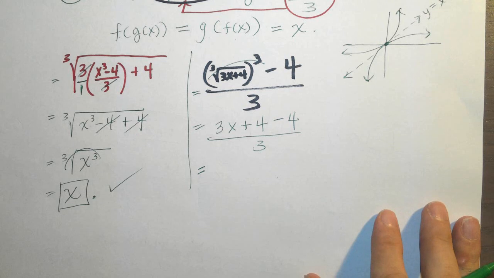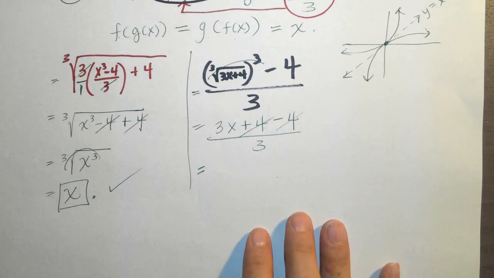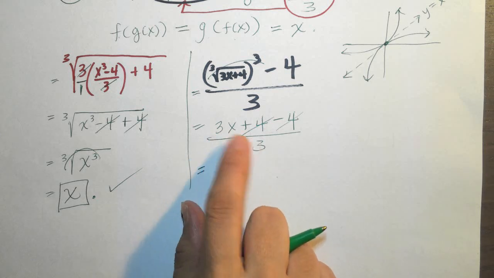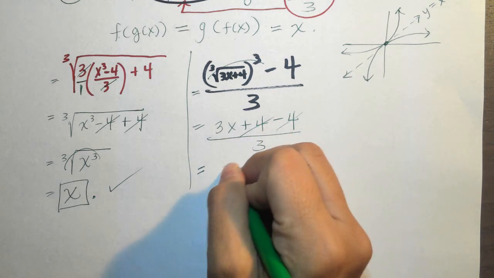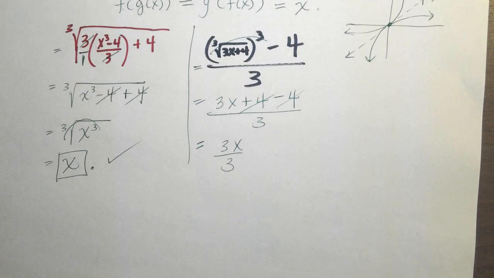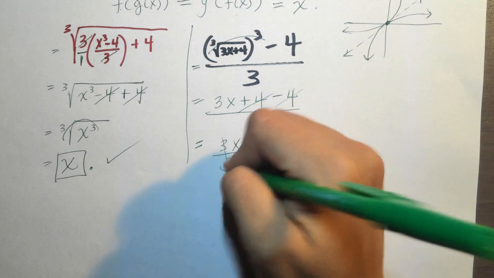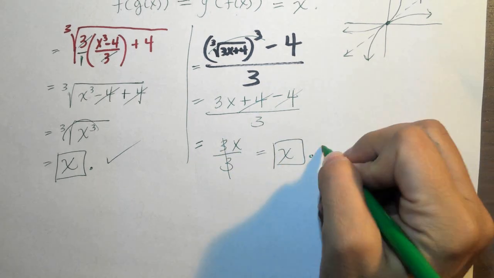So then, order matters. What cancels next? Our 4's are going to cancel in the numerator. I cannot cancel those 3's yet. I have to do the 4's. I have to add and subtract those guys. So now I'm left with 3 times x over 3. And then our 3's can now cancel, so what are we left with? x. So this guy also works.